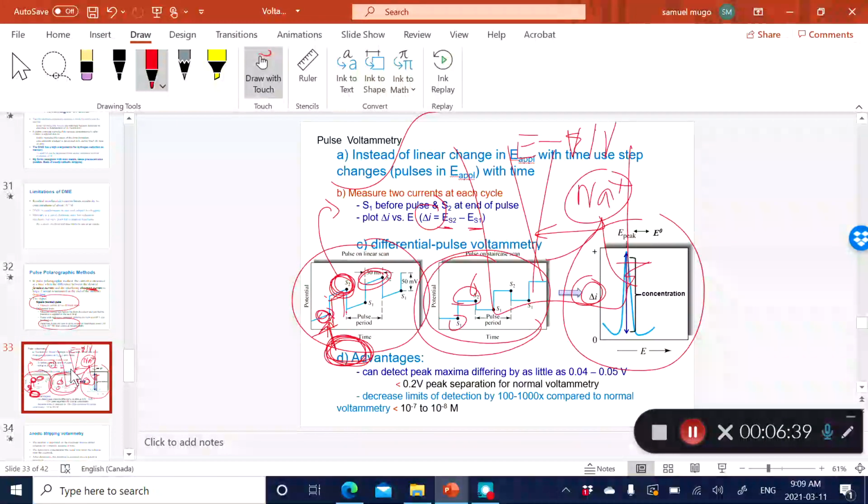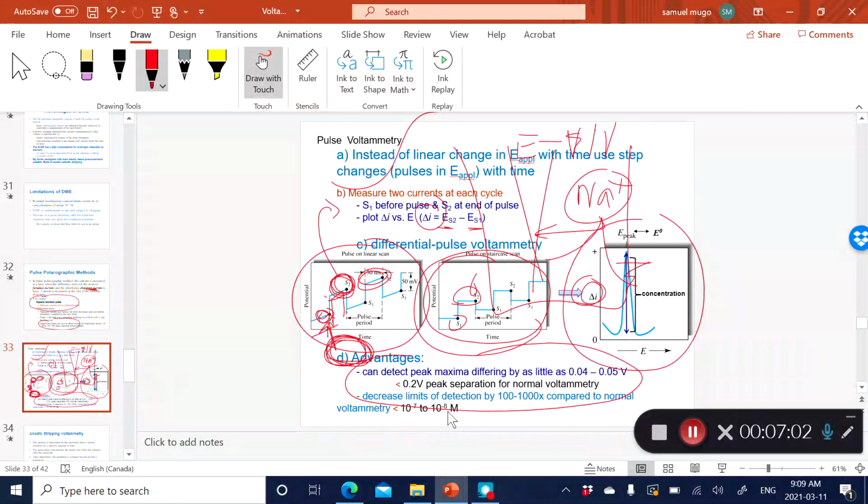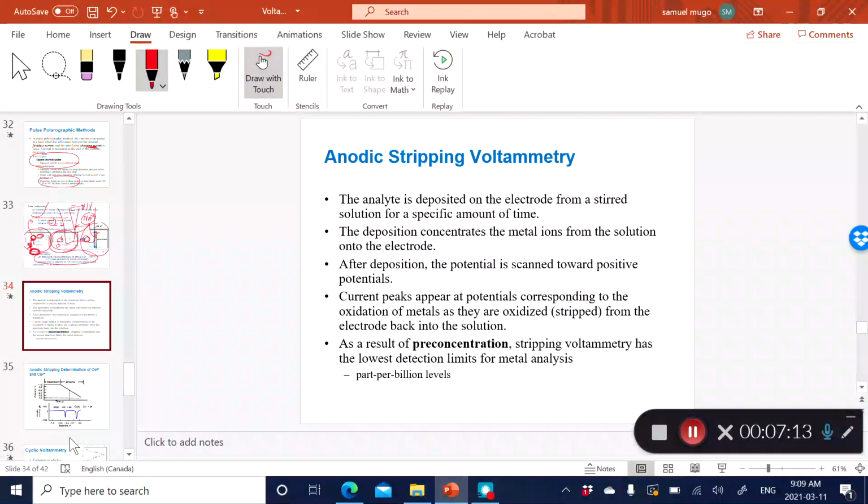Now, as you can see, with these pulse voltammetric techniques, one huge advantage, as I've mentioned before, is that it decreases the limit of detection, sometimes by more than 100 to 1,000 times, compared to other types of voltammetry. So that's a huge advantage of it. Meaning you can actually detect things nearly in the nanomolar range, which is simply excellent.